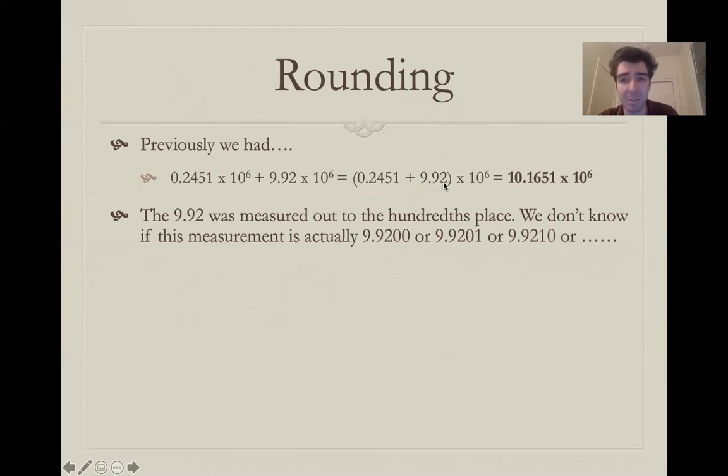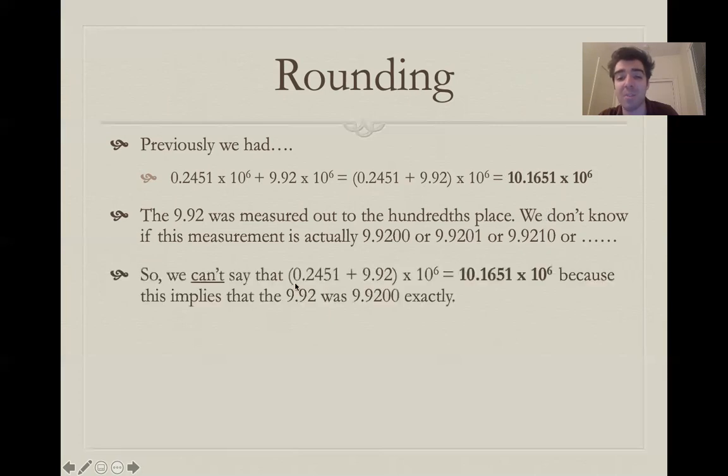We don't actually know whether this number is in reality 9.9200, 9.9201, 9.9210, right? We basically only measured out to the 100th place and then didn't measure any farther than that. So the problem with saying that the sum of these two numbers is 10.1651 is that it kind of implies that we know that the 9.92 is actually 9.9200, and we don't actually have that knowledge.